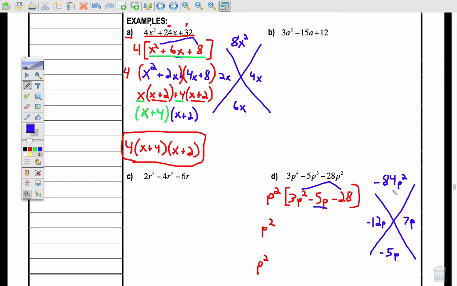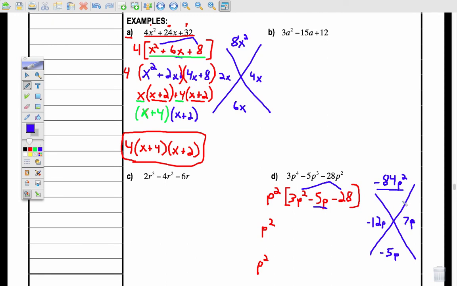How I found that: I just did 84 divided by 3, 84 divided by 4, 84 divided by 6, and I ended up with 84 divided by 7 was 12. So I knew that 12 and 7 were factors of 84, and 12 minus 7 is 5, so these were the factors I'm looking for. Now I just have to figure out positive or negative.